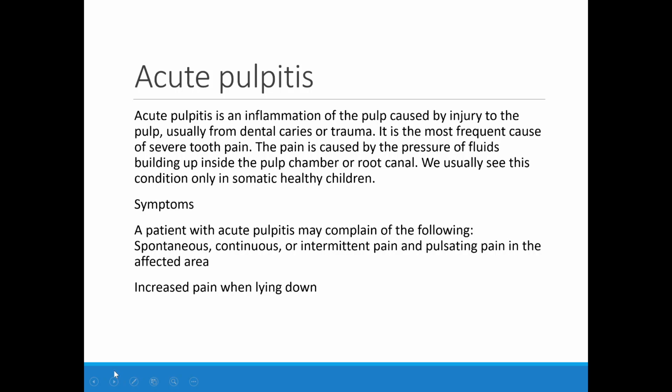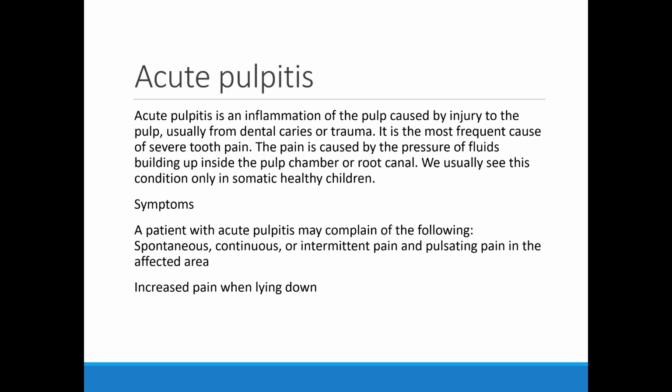What about acute pulpitis? Acute pulpitis is an inflammation of the pulp caused by injury to the pulp, usually from dental caries or trauma. It is the most frequent cause of severe tooth pain. The pain is caused by pressure of fluids building up inside the pulp chamber or root canal. We usually see this condition only in somatically healthy children. It means now we have a few somatically healthy children. That means that we see acute pulpitis very, very rarely.